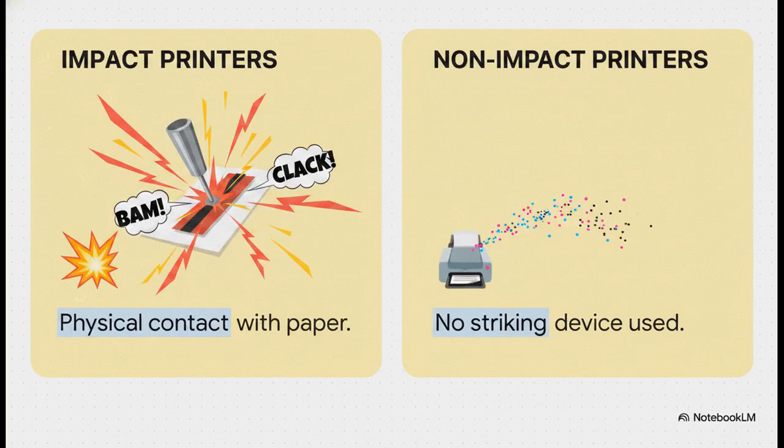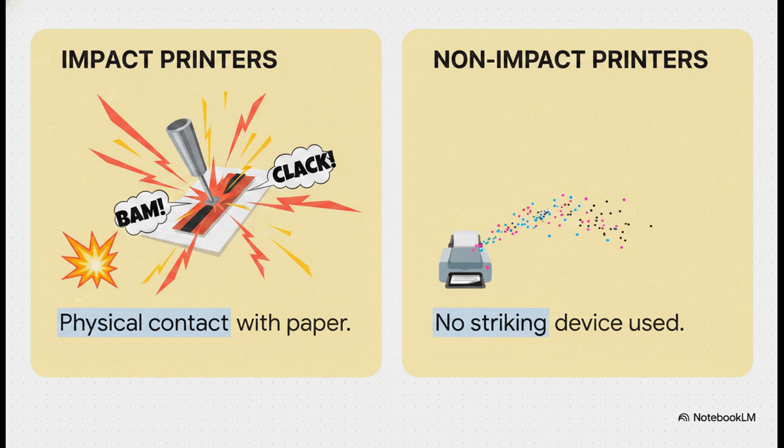The difference between these two is striking. Literally, impact printers, like your line printers or dot matrix models, work by physically striking a metal pin against an inked ribbon directly onto the paper. They are noisy, they are mechanical, and they are relatively slow. But they are incredibly robust and uniquely capable of printing through multiple layers of paper for bulk carbon copy forms.